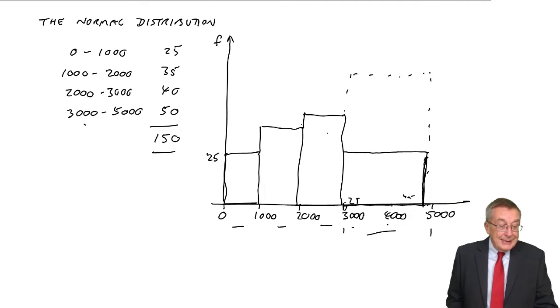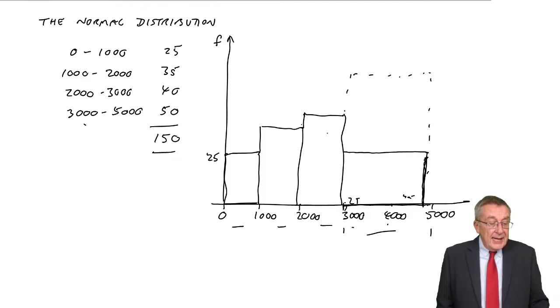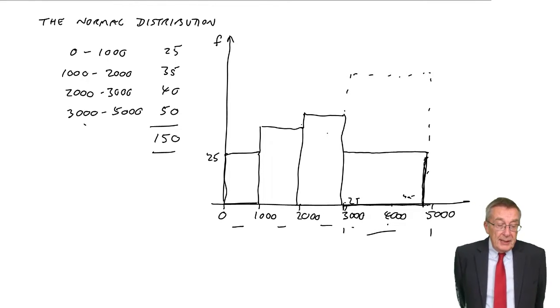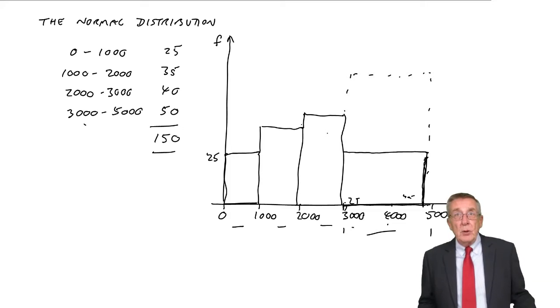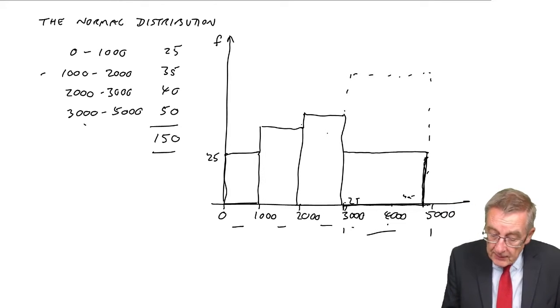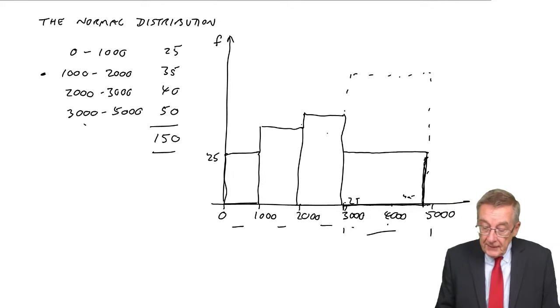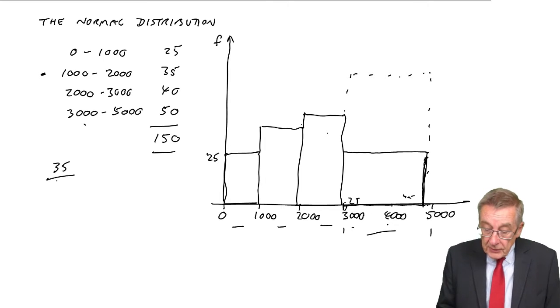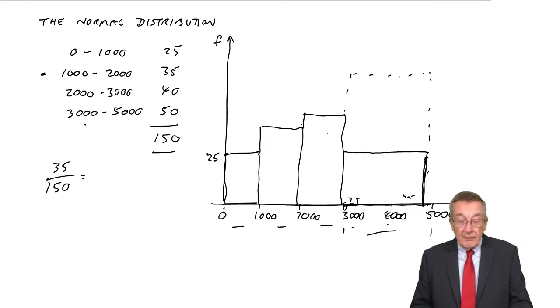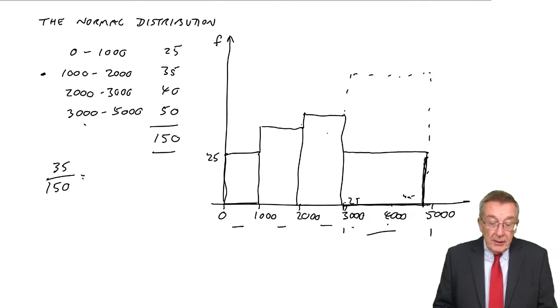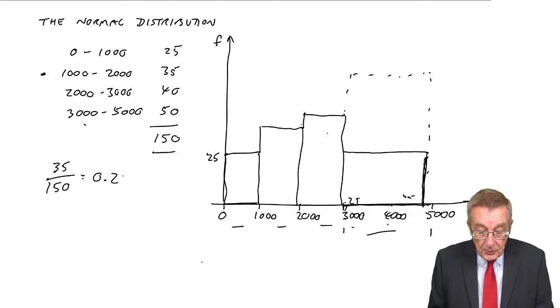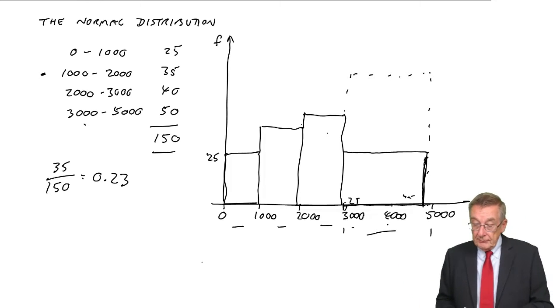Having said that, look at B. It says calculate the probability of a worker earning between 1,000 and 2,000. Well, of course, in the original table, that's easy. We dealt with that way back in one of the earlier chapters, that between 1,000 and 2,000 is 35 out of a total of 150. 35 divided by 150, the probability is 0.23333.